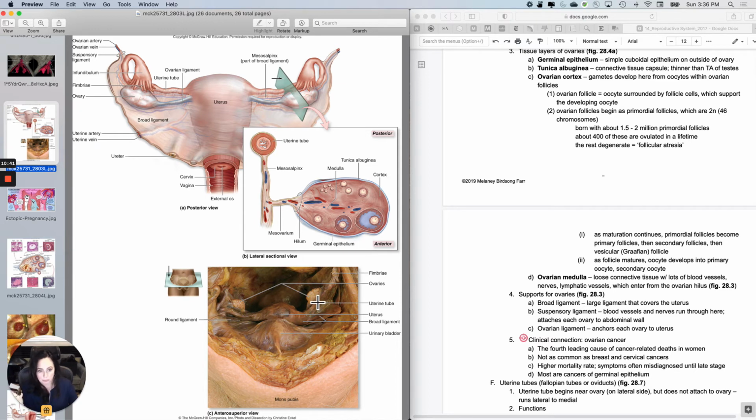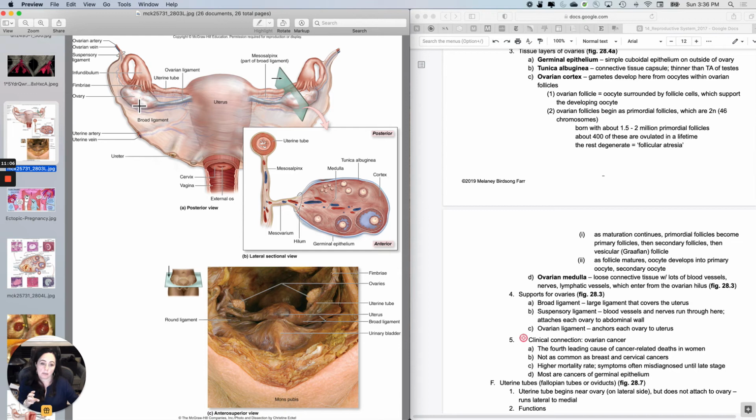Okay, so that's the broad ligament. It's easy to find because it's broad, right? And then the suspensory ligament, this one looks weird, but what this is actually doing is suspending the ovaries from the body wall. It's sort of going right down here, and it's attaching to the ovaries. That is called the suspensory ligament. And the ovarian artery and vein, the gonadals, will run through that ligament.